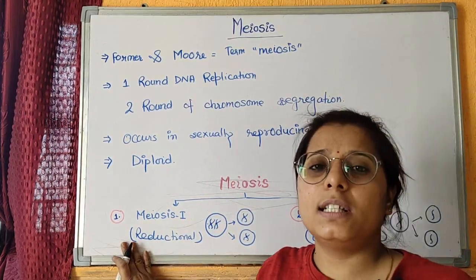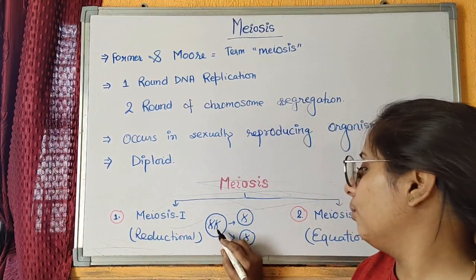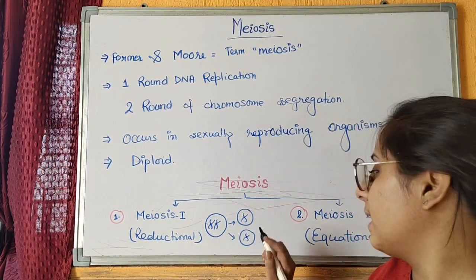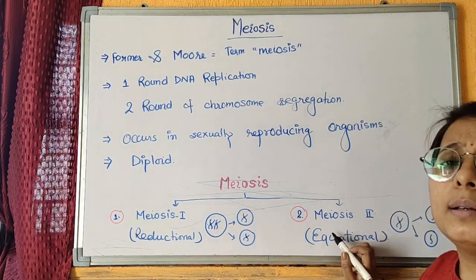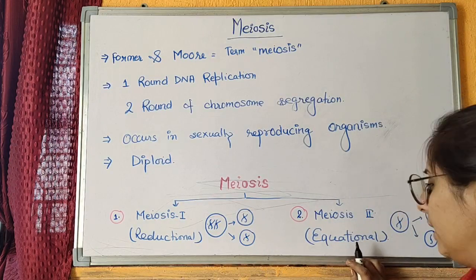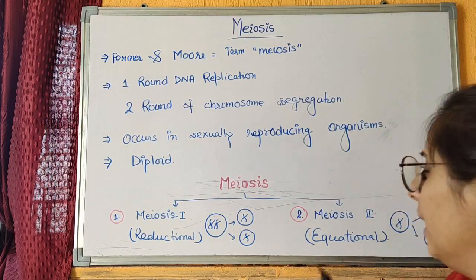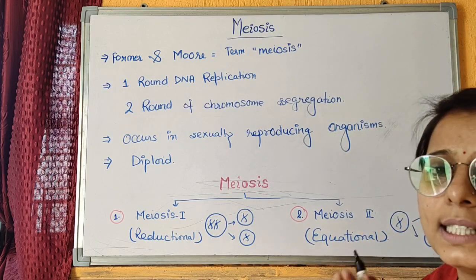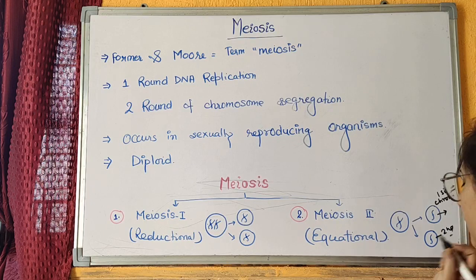Meiosis 1 is the reductional division, where there is a separation of the two homologous pair and the daughter cells have a single homologous chromosome, while meiosis 2 is the equational division, and here the segregation of sister chromatids occurs and the daughter cells have only one sister chromatid, and this is the second one.